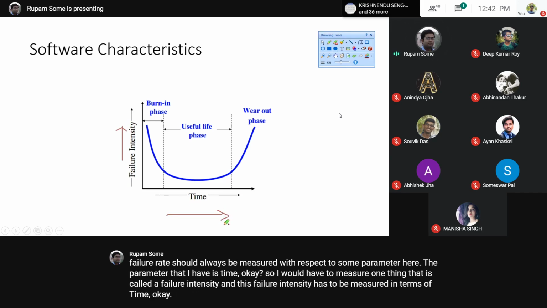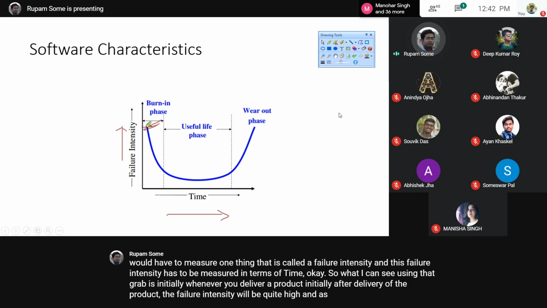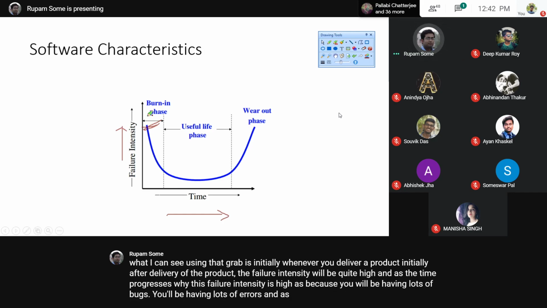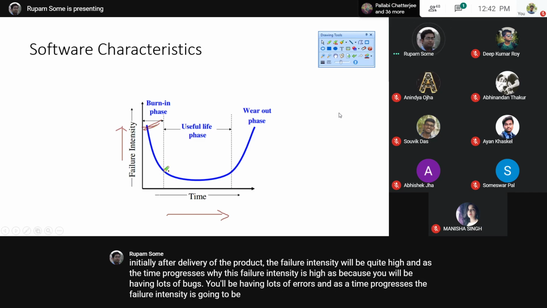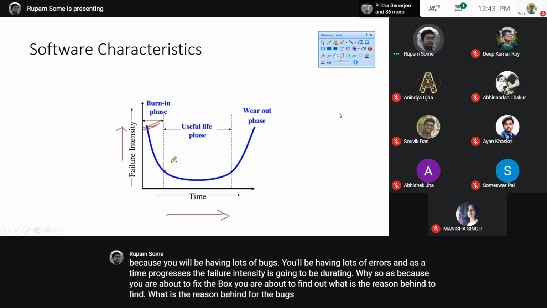What I can say using that graph is, initially after delivery of the product, the failure intensity will be quite high. Why is this failure intensity high? Because you will be having lots of bugs, lots of errors. And as the time progresses, the failure intensity is going to deteriorate. Why is it so? Because you are about to fix the bugs, you are about to find out the reason behind the bugs. You'll be fixing them up. That's why the failure intensity is deteriorating.